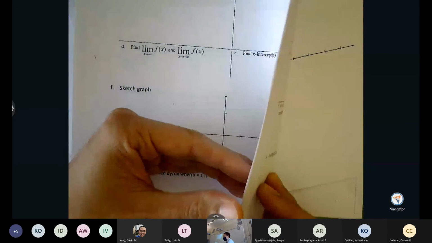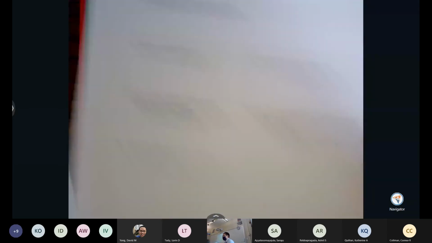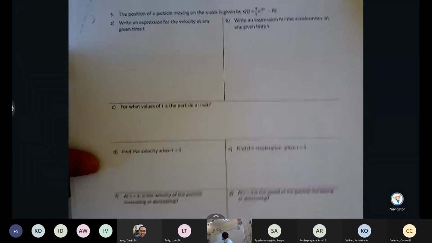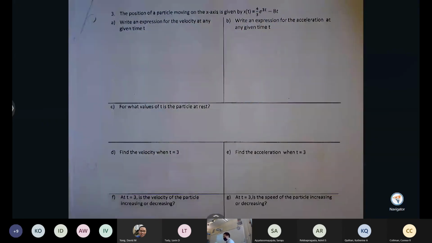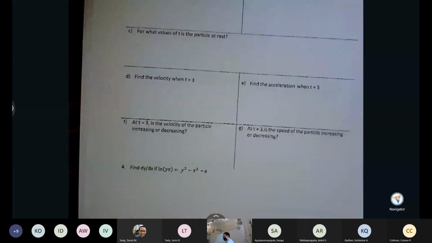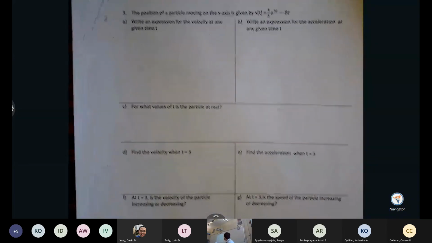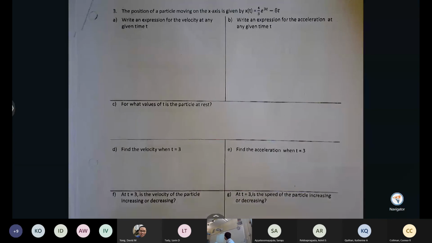This is a particle motion problem. Velocity, position 4/3 e to the 3t minus 8t. And you're asked to find velocity and you're asked to find acceleration.